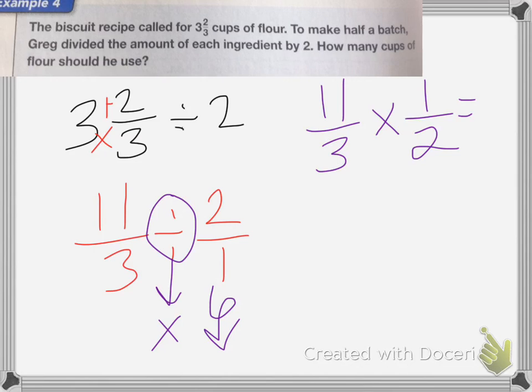1 times 11 is 11. 3 times 2 is 6. So I have 11/6, which when I change it back into a mixed number is 1 5/6.